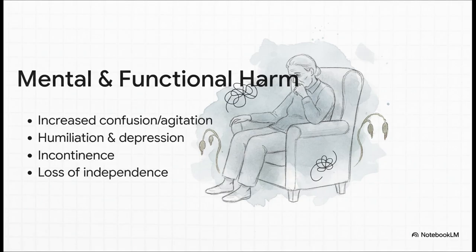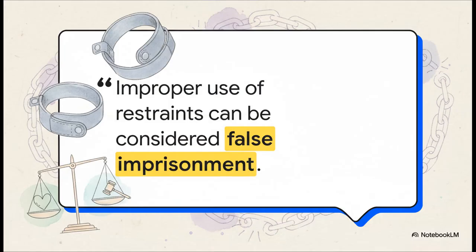And the damage isn't just physical. Think about the psychological harm. Being restrained can make someone even more confused and agitated, the very things we might be trying to prevent. It can lead to deep feelings of humiliation, depression, and a really devastating loss of their independence. Here's the bottom line, and it's a serious one. The stakes are incredibly high, not just for the patient, but for you legally. All the major regulatory bodies, OBRA, the Joint Commission, you name it, are clear. Using restraints improperly isn't just bad care. It can be considered false imprisonment.